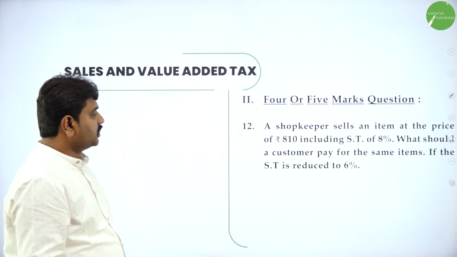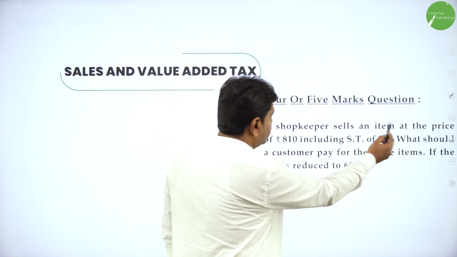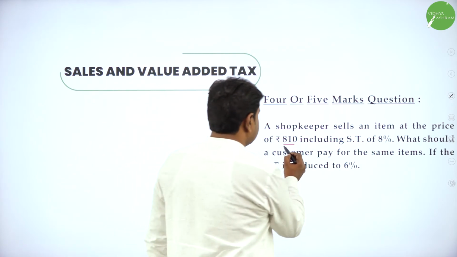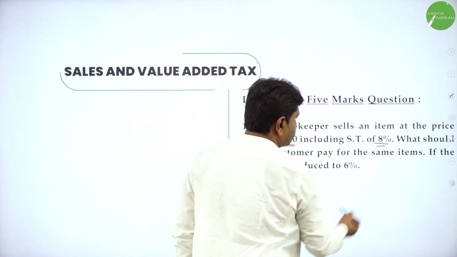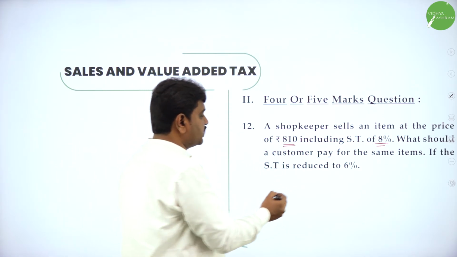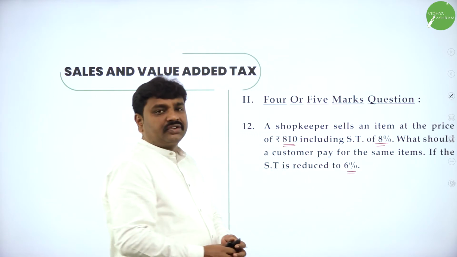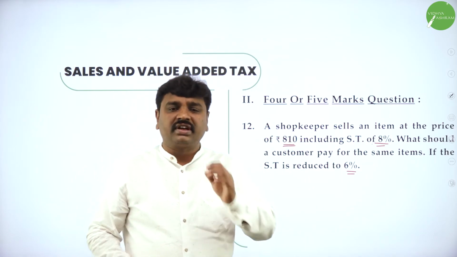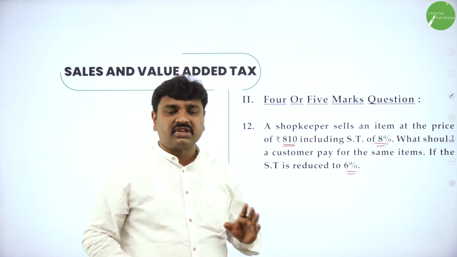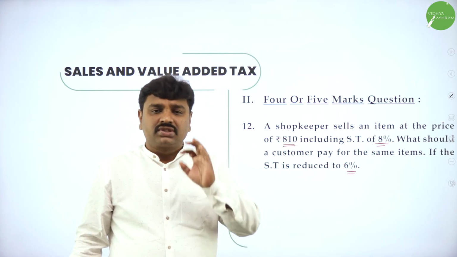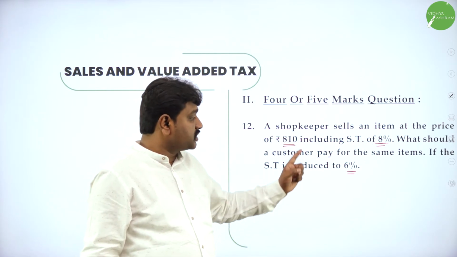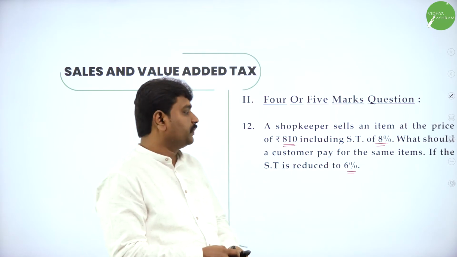Next, a shopkeeper sells an item at the price of rupees 810, including sale tax 8%. This 810 is including sale tax 8%. What should a customer pay for the same item if the sale tax is reduced to 6%? So now he paid 810 rupees at the rate of 8%. Suppose the sale tax is reduced to 6%, what amount he should pay is the question. For that, first you should calculate the market price. For that market price, you should calculate 6%, then you will come to know.